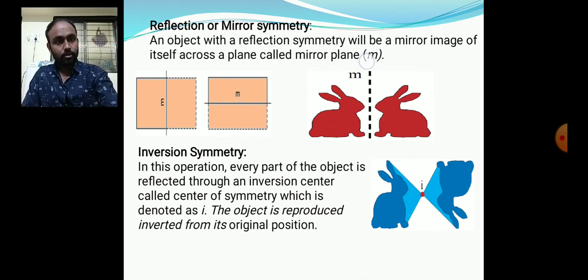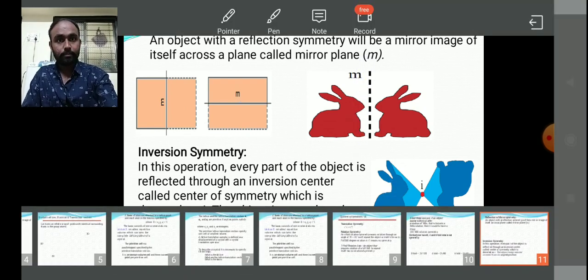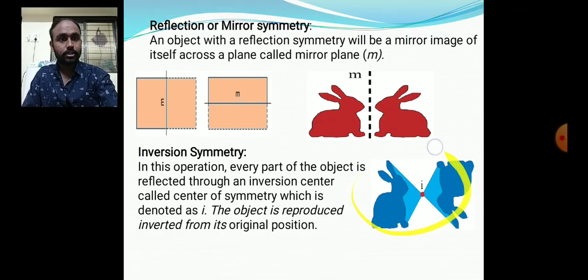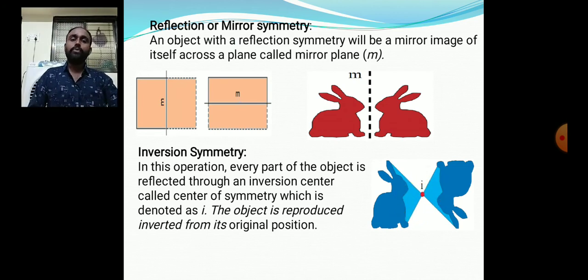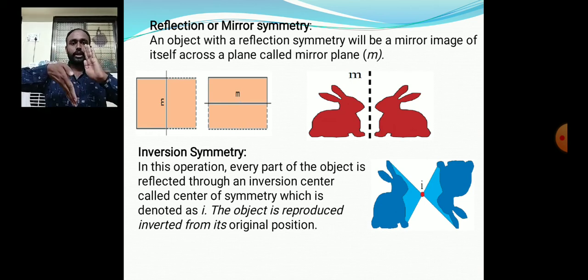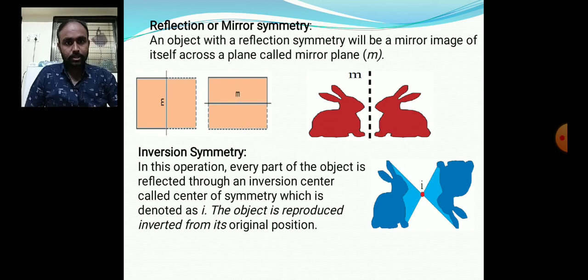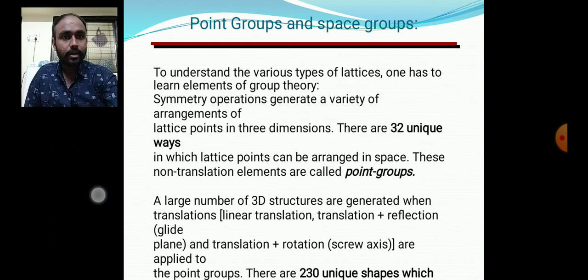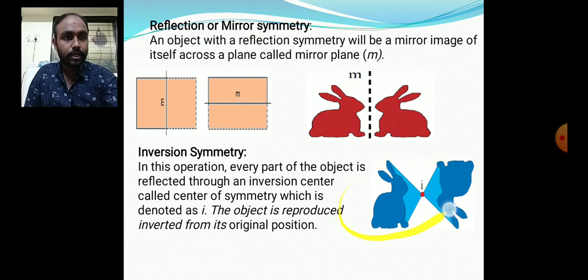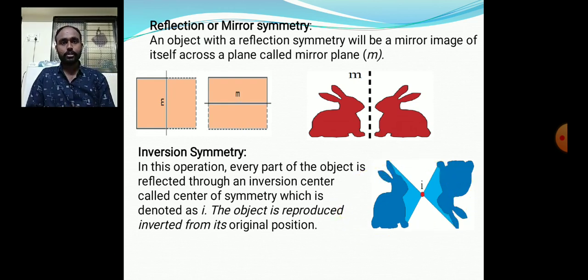Here the object gets reflected by a plane, but in this inversion symmetry, objects get reflected about a point, and that point is called the center of inversion or simply the inversion center. That means it becomes exactly like this, inverted. So this happens in inversion symmetry. The object is reproduced inverted from its original position. So this is reflection symmetry, and this one is inversion symmetry, and from the diagram you can clearly see what exactly happens in inversion symmetry.